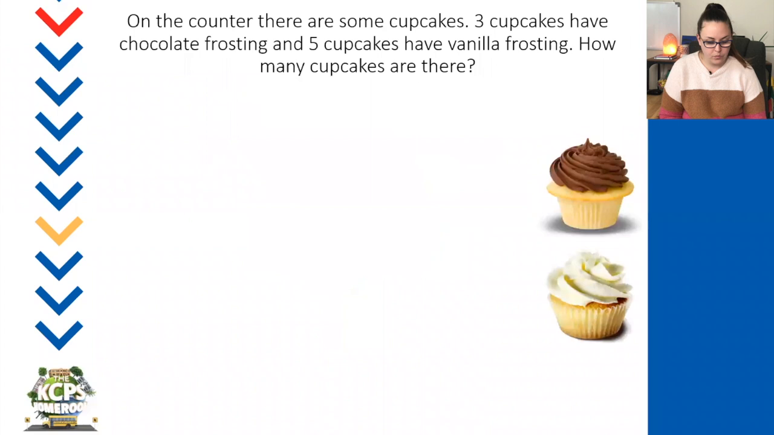Remember, when we have a word problem, the first thing we have to do is what? That's right, we have to read it from the start to the finish. So I'm going to read this to you and I want you to listen for numbers that we might want to put together, groups of objects that can be put together. Are you ready? On the counter, there are some cupcakes. 3 cupcakes have chocolate frosting, and 5 cupcakes have vanilla frosting. How many cupcakes are there?